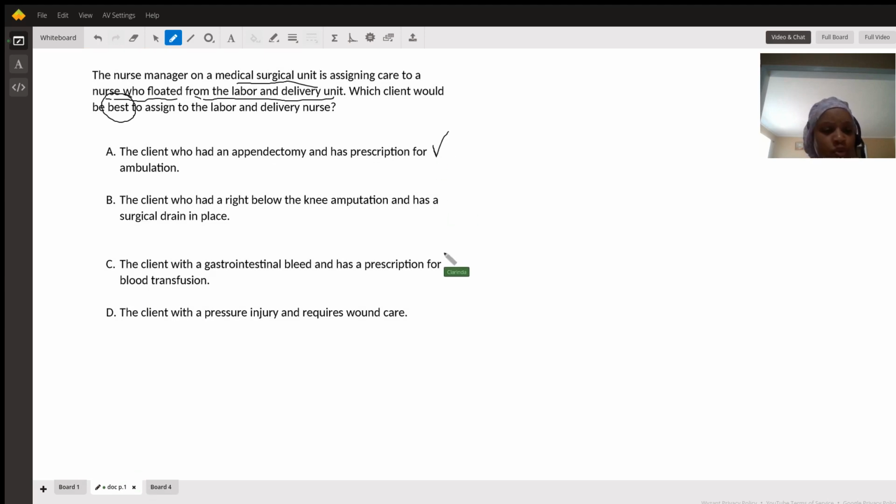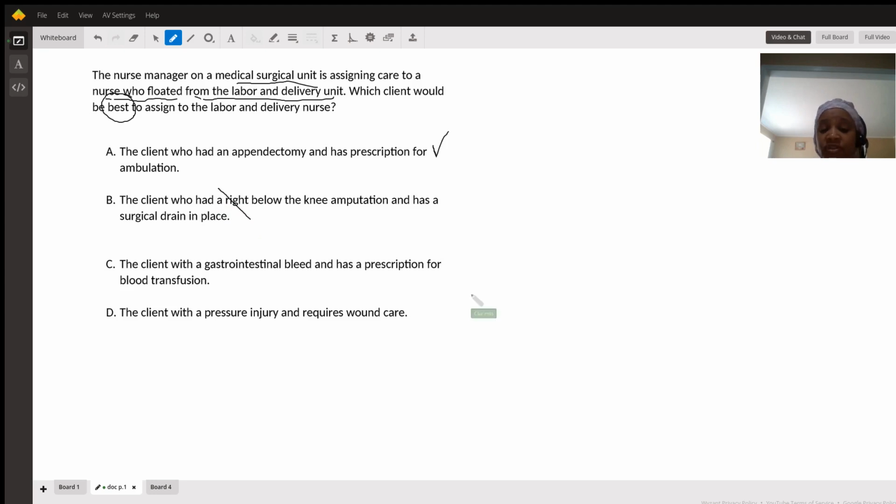Pretty basic status quo. Option B, the client who had a right below the knee amputation and has a surgical drain. You really don't see labor and delivery nurses taking care of surgical drains, right? Because they're delivering babies. A right below the knee amputation requires a certain type of positioning, post-op care. So this is more specialized care than we would expect for her. We're going to eliminate option B.